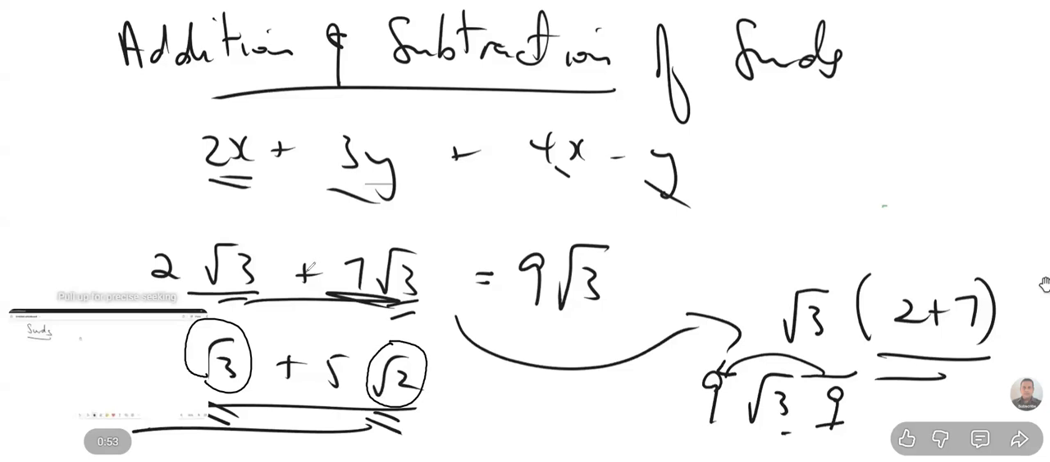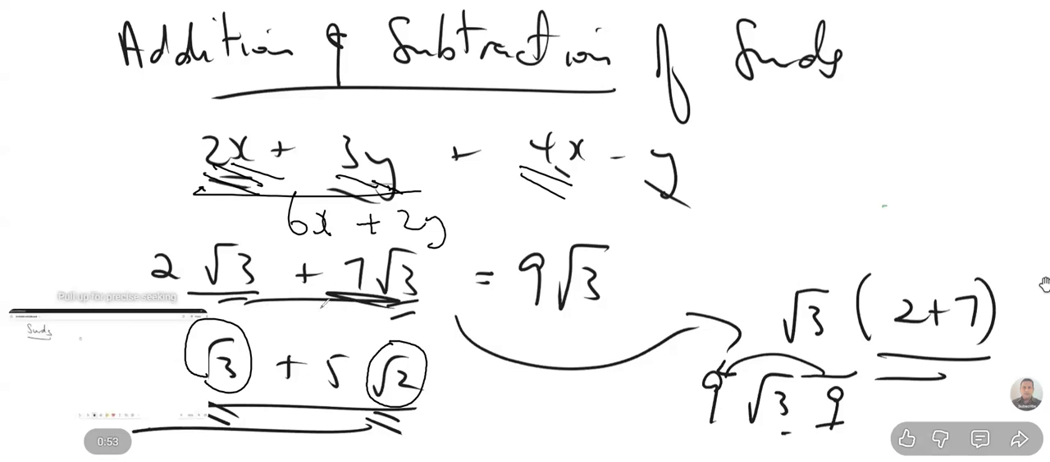Can you please start from the top? I was lost at the top part with the 2x plus 3y plus 4x minus y. So we are saying that you can't add x and y. You can't simplify it for them. What you do, you usually add the x and the x, and that's how you get 6x. 3y minus y gives you 2y, right? So you can only add and subtract similar terms.